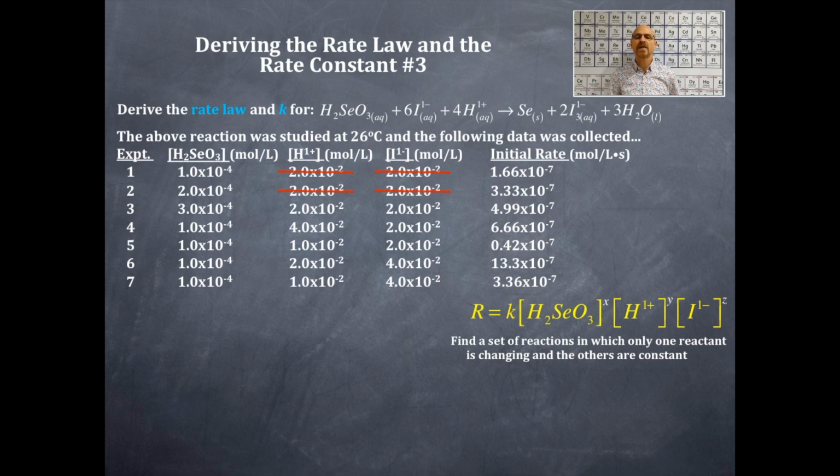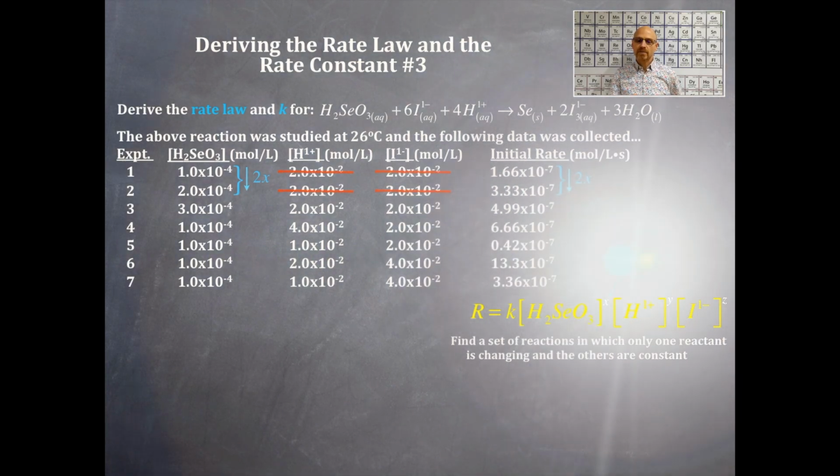And now I'm going to look at the H2SeO3. With experiment 1 and 2, there's a doubling of the H2SeO3. Okay, now I'm going to look at the initial rate and find out what's happening with the rate. As I double the concentration of the H2SeO3, what happens to the rate? It also doubles. So if I have 2 to the first power, I get the number 2, and that is first order.